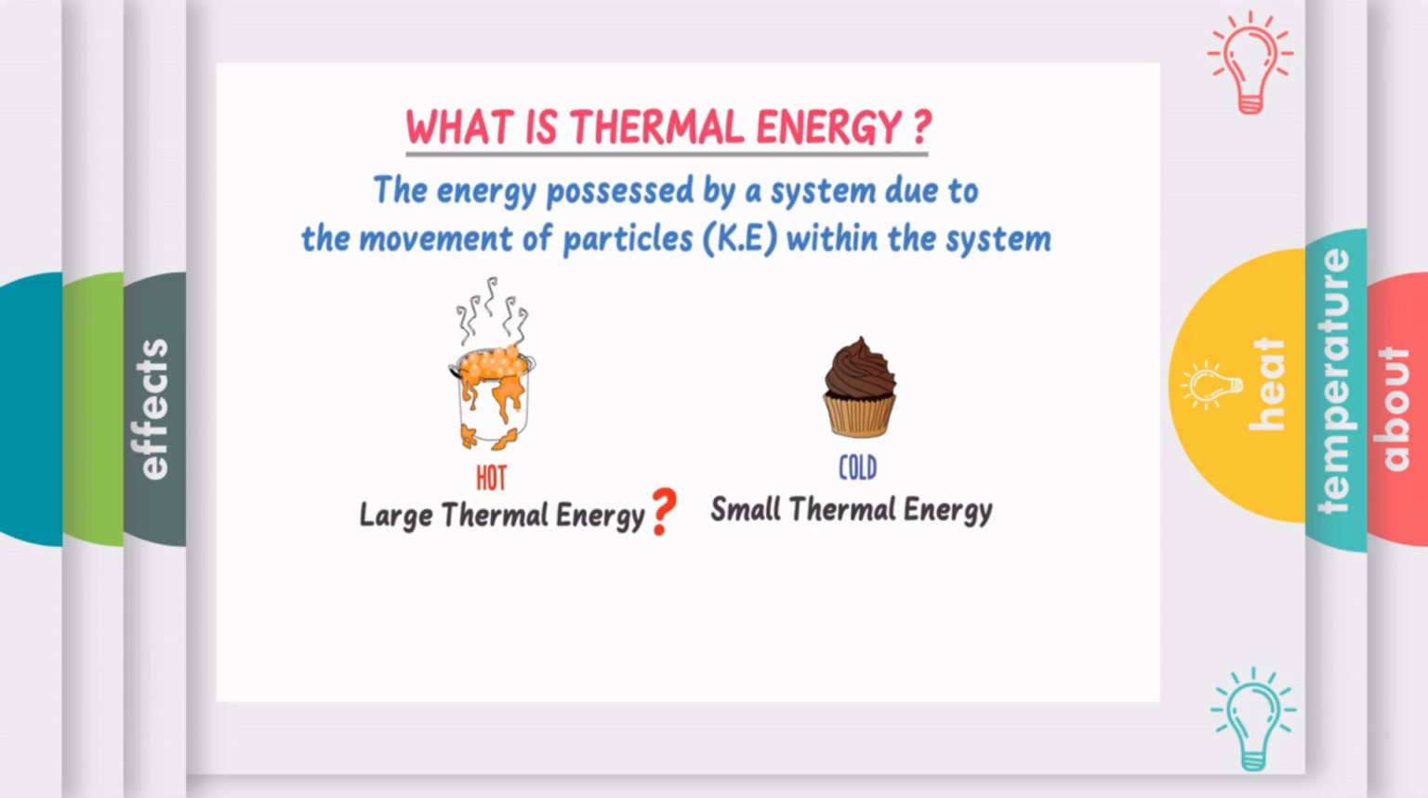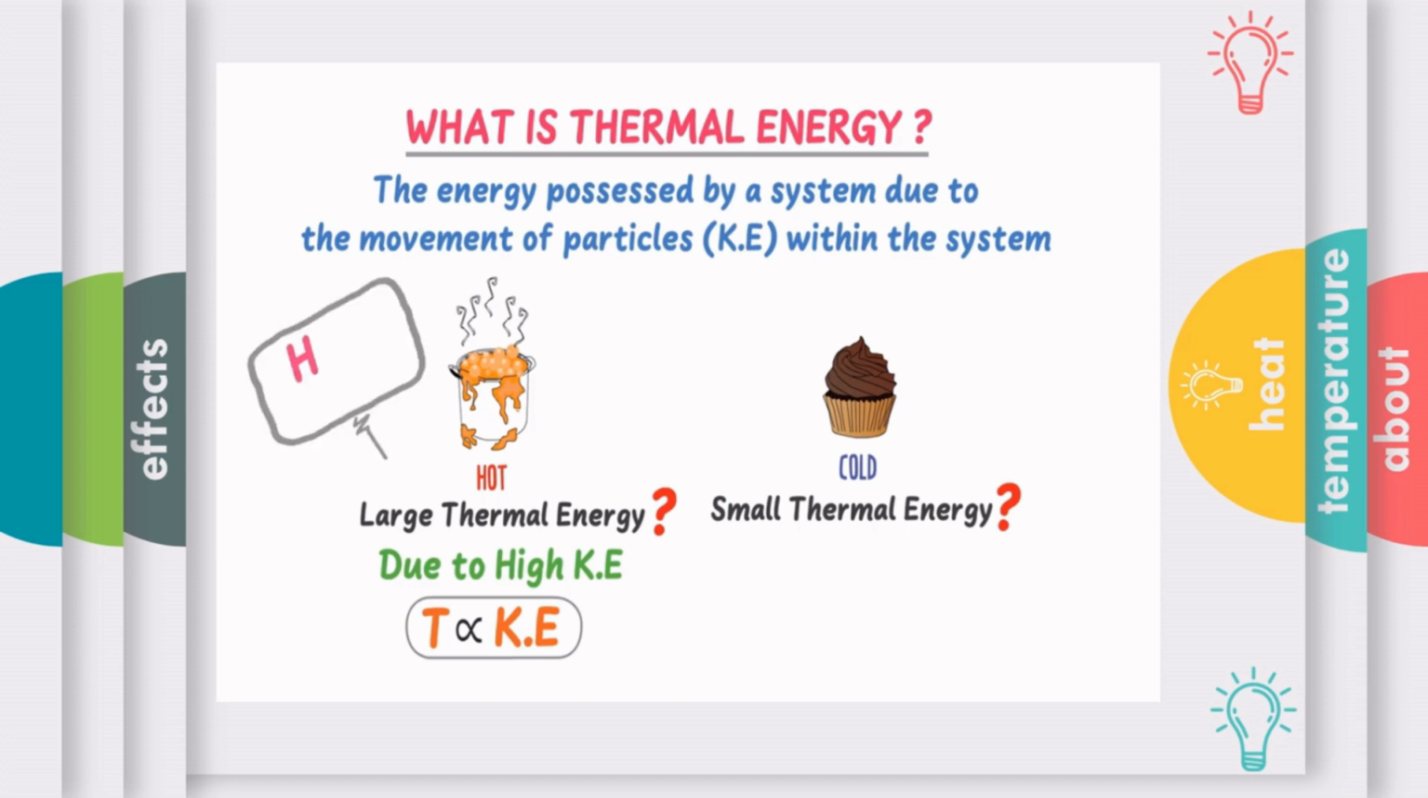Why do you think a hot object possesses large thermal energy and a cold object possesses less thermal energy? As mentioned before, a hot object possesses high thermal energy due to high kinetic energy of the particles. And we also know that temperature is directly proportional to kinetic energy. Thus, the temperature of this hot object is high. Similarly, the cold object has a low thermal energy due to small kinetic energy. Thus, the temperature of this cold object is also low.